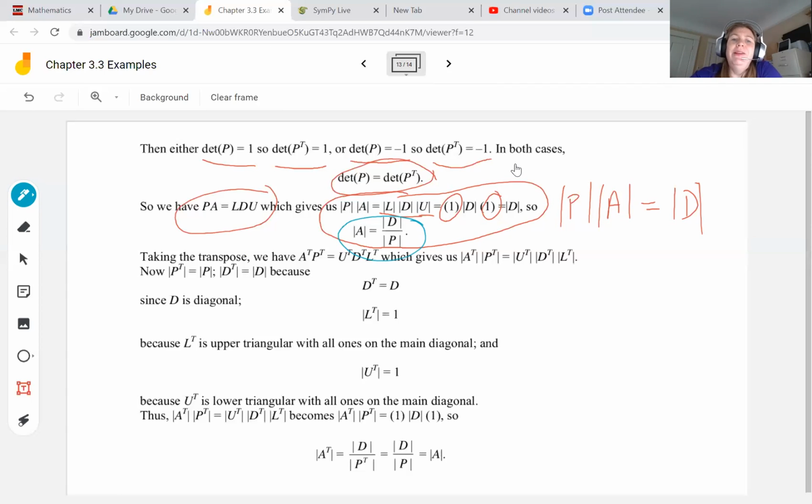All right, so now we take the transpose and we end up with a similar relationship. We know D is diagonal, so D transpose equals D, so the determinants are, of course, equal. L transpose is going to be an upper triangular matrix, so the determinant is still 1. And U transpose is a lower triangular matrix, so that determinant is still 1. So the determinant of A transpose equals the determinant of the diagonal divided by the determinant of P transpose, but the determinant of P transpose just equals the determinant of P from up here. So the determinant of A transpose equals the determinant of A.